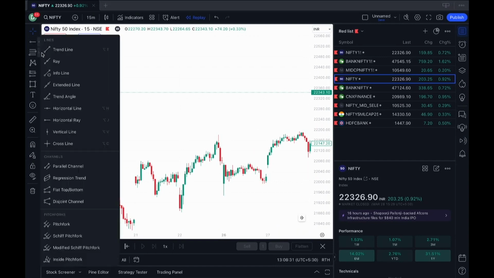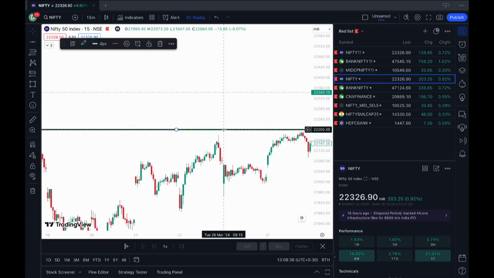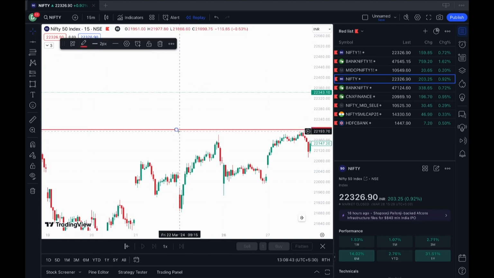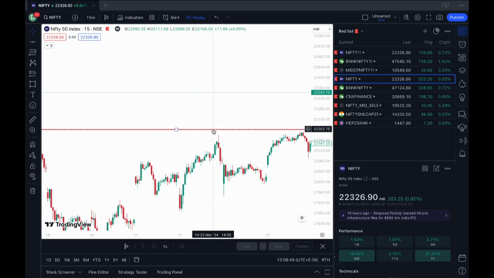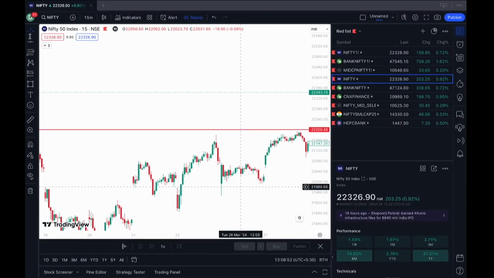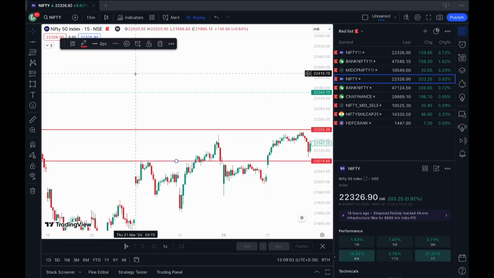Just go to TradingView, horizontal lines. You can use whatever color scheme you work with. I like to use red and green: red for resistance, green for support. So 22,200 I have marked as resistance, and 22,080 will be somewhere here. This is my first support.